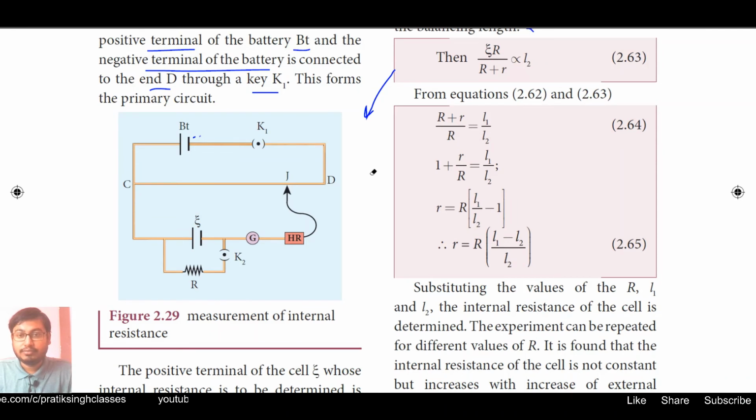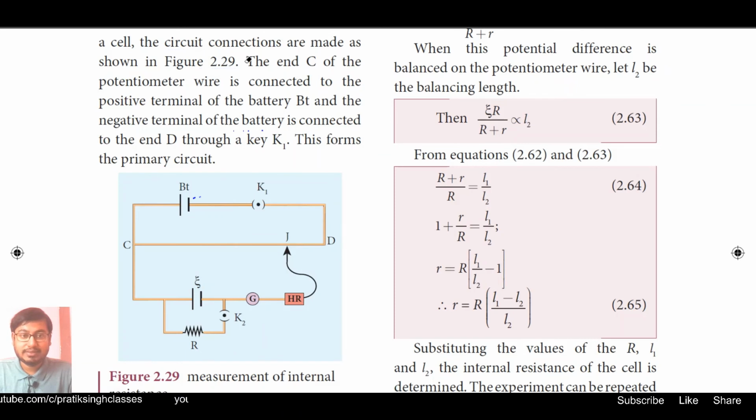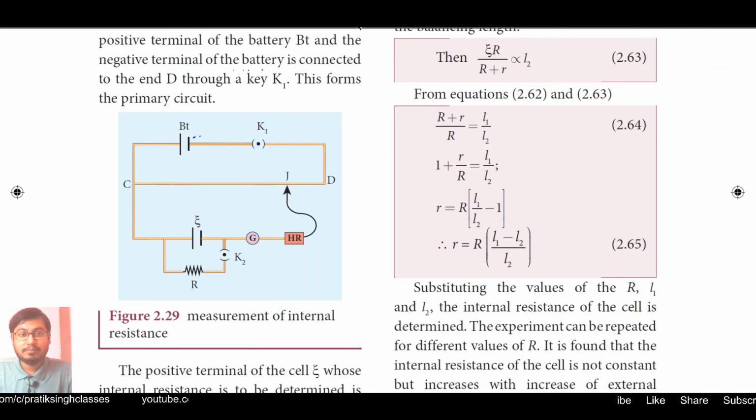So from the equation, we have Xi R by R plus r is directly proportional to the balancing length L2 when K2 is on. From equation 2.62 and equation 2.63 we have R plus r by capital R is equal to L1 by L2. Because Xi and Xi from both the equations will cancel out, or when you do the simple algebraic calculations, you will get 1 plus r by capital R is equal to L1 by L2.